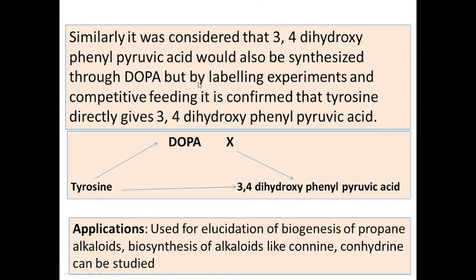So from tyrosine it will be directly converted into 3,4-dihydroxyphenyl pyruvic acid. Competitive feeding is used for elucidation of biogenesis of propane alkaloids, and biosynthesis of alkaloids like conhydrine can be studied. How the propane alkaloids are synthesized in the plants can be traced by using this competitive feeding method. So this is about the competitive feeding method.